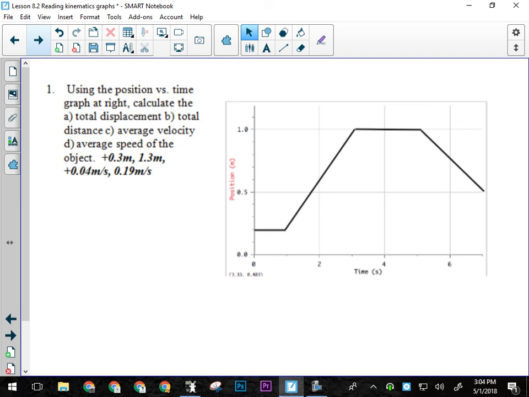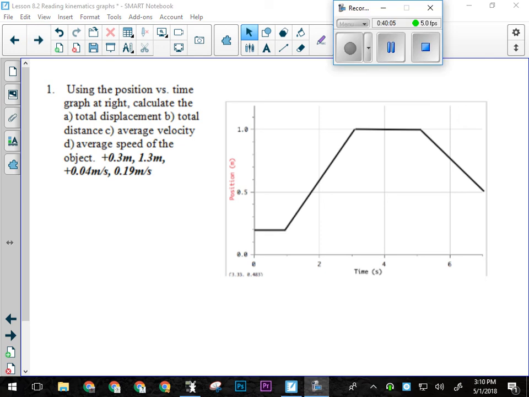Okay, you have this position versus time graph. I want you to calculate the total displacement, the total distance traveled, average velocity, and average speed. The answers are there in bold, okay, so you'll know if you did it right. Okay, but I want you guys to try and calculate those 4 things, and then we'll kind of walk through it together.